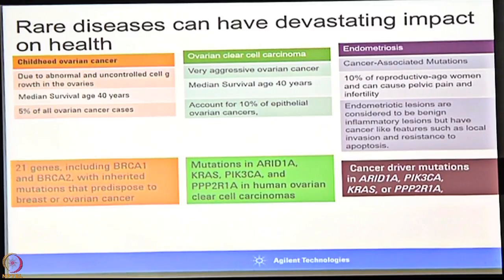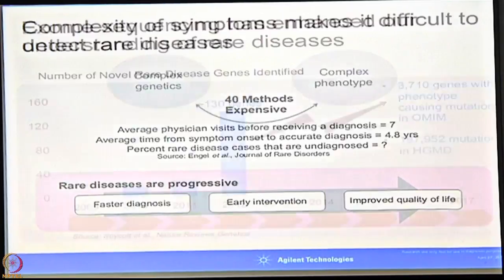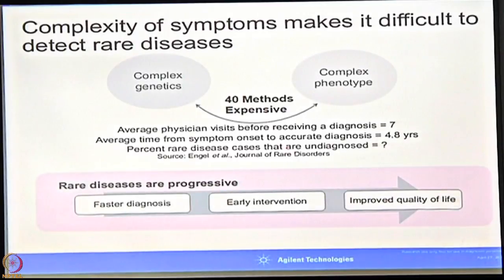You can go to their website and look at what the rare diseases are. The challenge is diagnosing them. The regular diagnostic process is pretty expensive, and doctors take at least 8 years to diagnose, using around 40 different methods.